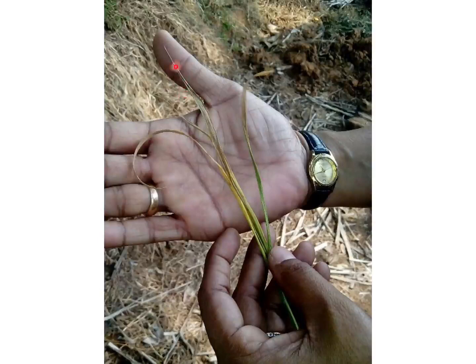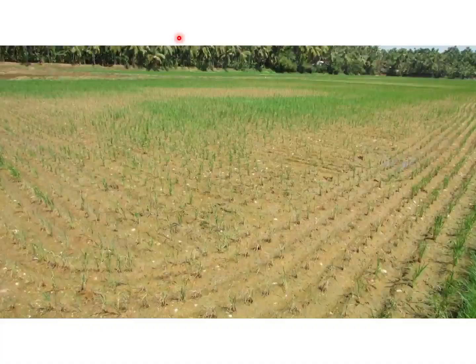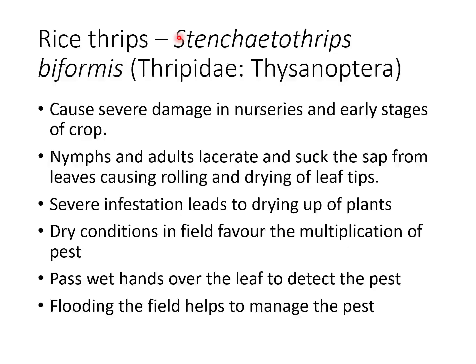You can see here the tip of the rice seedling is dried and it is looking like a needle. It is rolled inwards and the tip will be like a needle. So that is a typical symptom of rice thrips damage, wherein the feeding of the thrips nymphs and adults leads to yellowing and drying of the leaf from the tip downwards, and there will be rolling of the tip and it will be needle-like. So that's a typical symptom of nymphs.